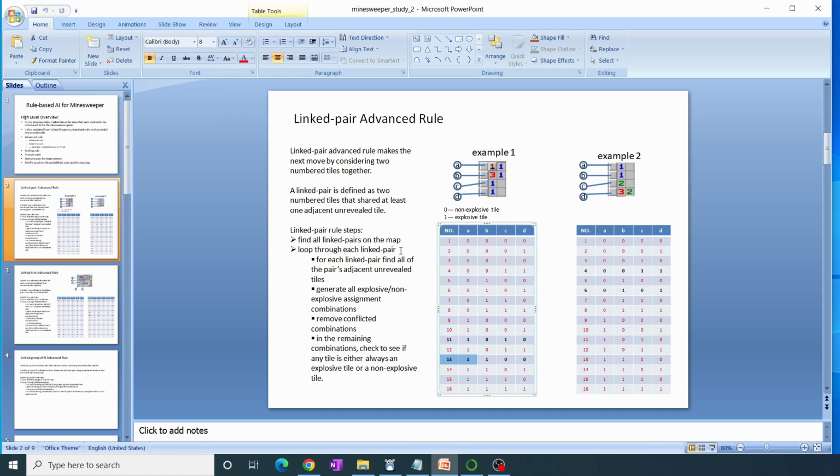Now let's talk about what constitutes a linked pair. A linked pair is defined as two numbered tiles that share at least one adjacent unrevealed tile.